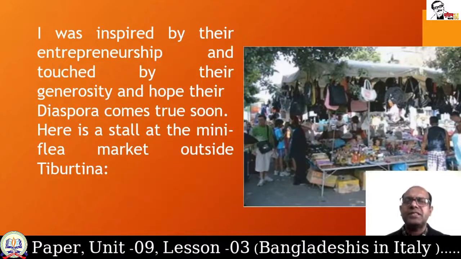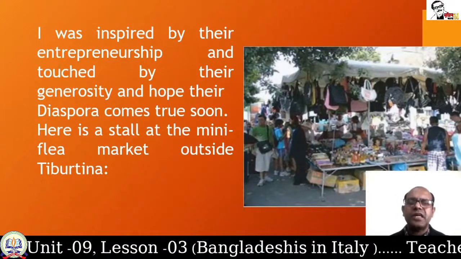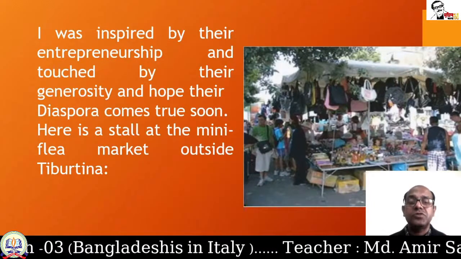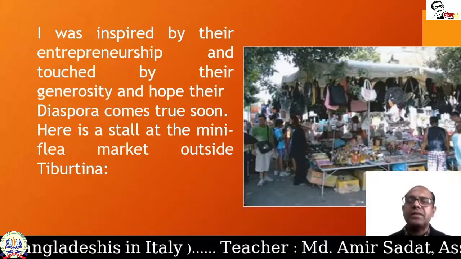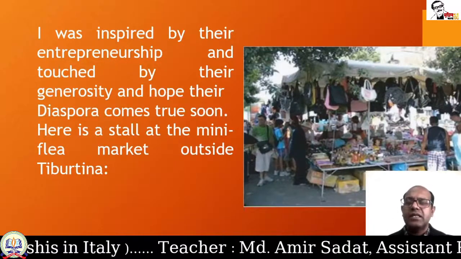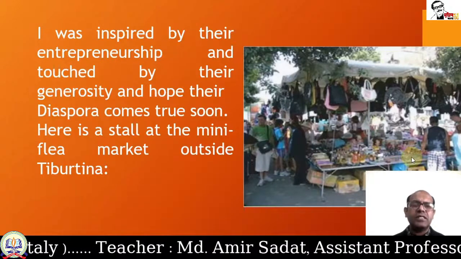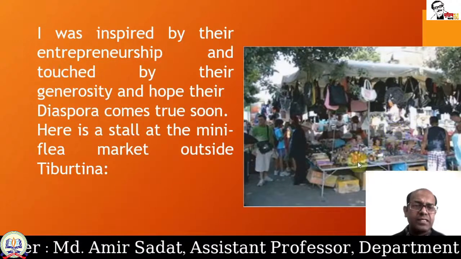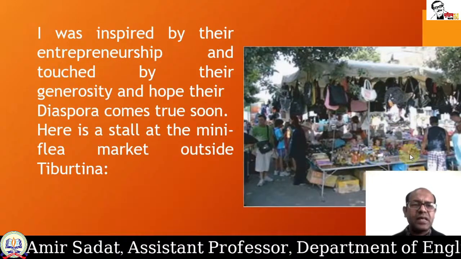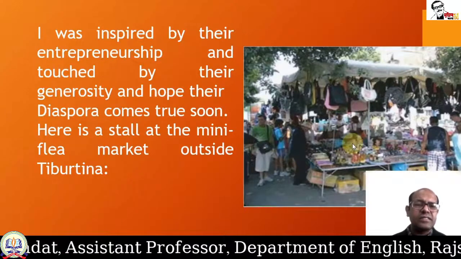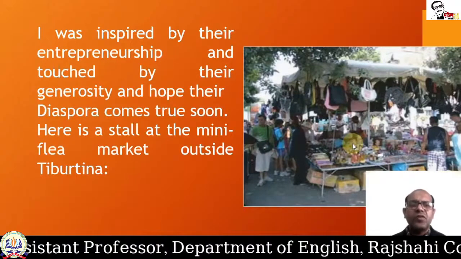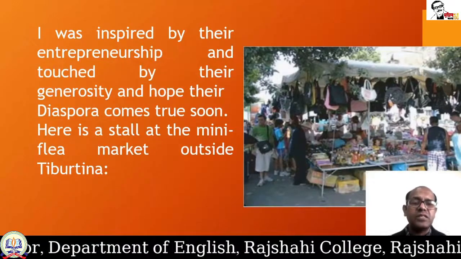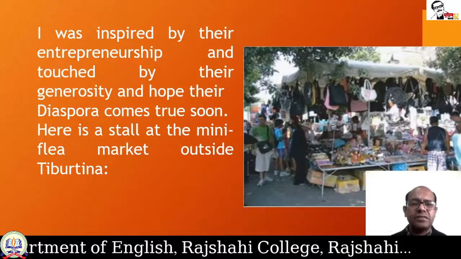And I was surprised by their entrepreneurship and touched by their generosity and hope their diaspora comes true soon. Here is a stall at the mini flea market outside Tiburtina. Here you can see a stall, outside stall. This is called a street stall. There are some bags, there are some trinkets, some puppets, etc. And there are some buyers on the street. This is the picture of Rome, Venice and Vienna, and this is the picture of our Bangladeshi who are living in Italy.